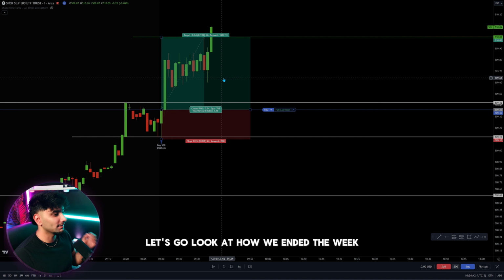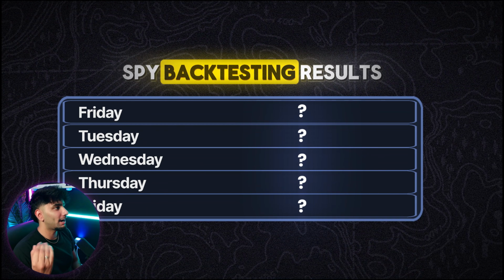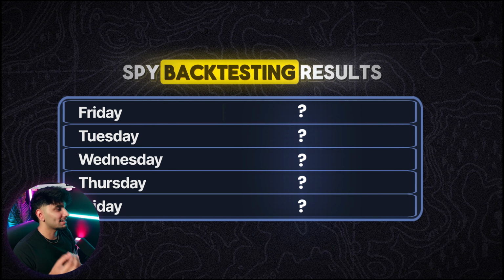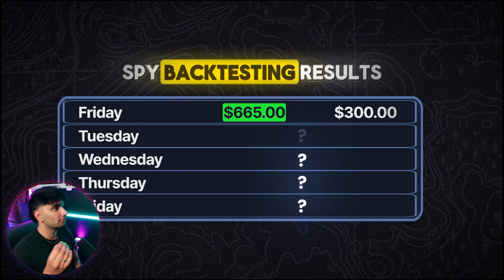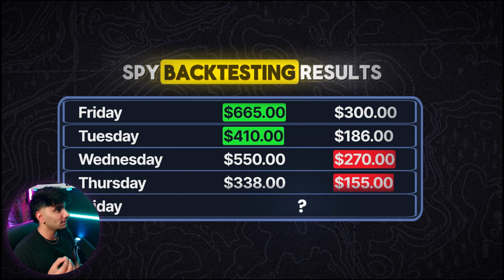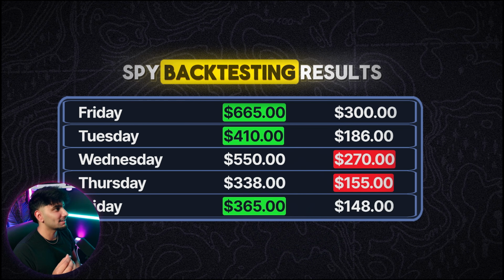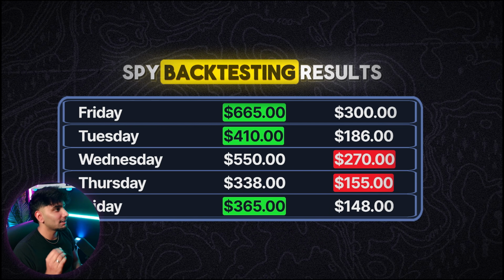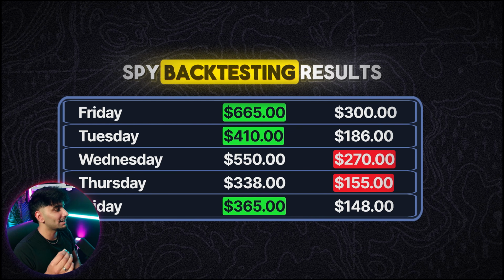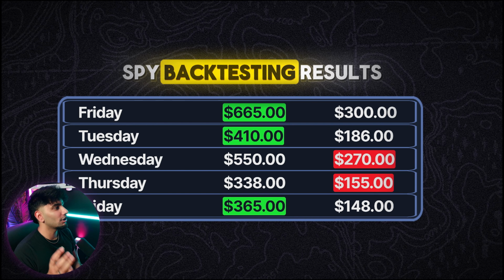So now that we're done with the trades, let's go look at how we ended the week. Okay, here we can see the backtesting results for the previous week of SPY. We went Friday to Friday because this was a shorter week. On the first Friday, we saw that we made $665. Then we continued with another $410 day. On Wednesday and Thursday, we had 2 losing trades for $270 and $155. And then finally, we ended off last Friday with a $365 gain. Now, as you can see, the numbers that are highlighted are what we took as a trade. And then the numbers that are not highlighted are how much we could have potentially risked or profited if the trade worked out or didn't work out. As we can see here, this is how we determine our R multiple.